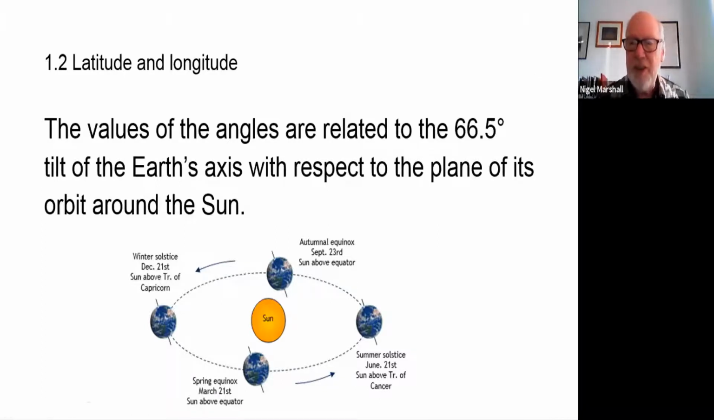Oh, I've just noticed that I can use my cursor. There it is. That might be quite useful. Sorry, I'm still a novice with Zoom and the way this presentation is happening.